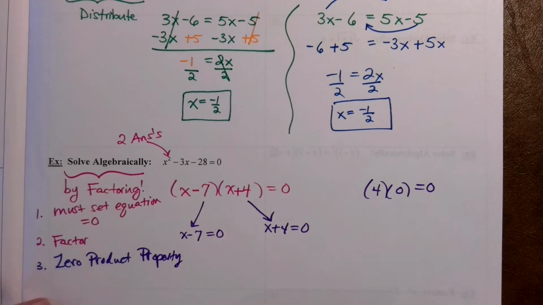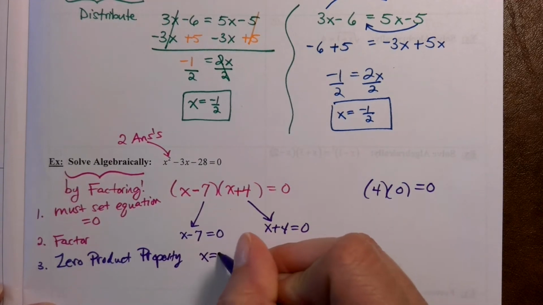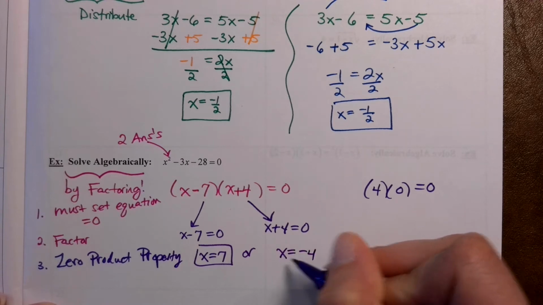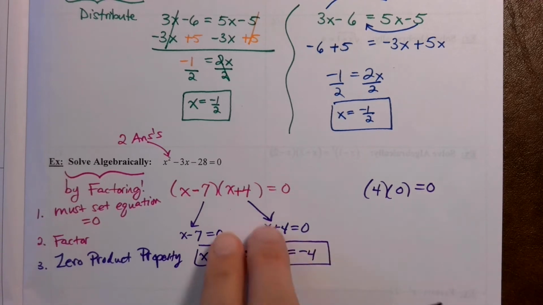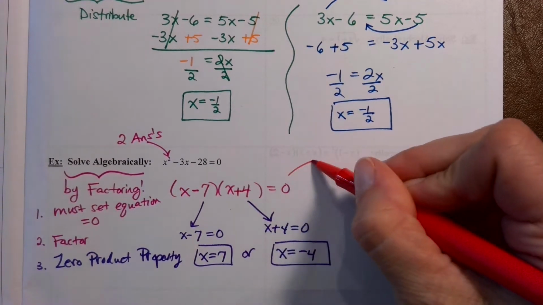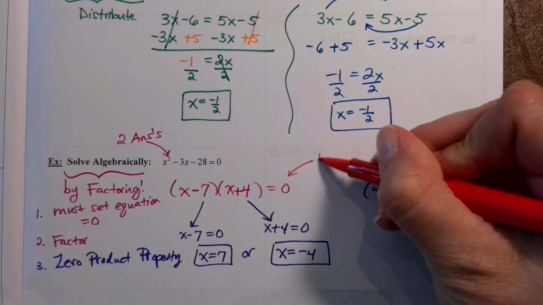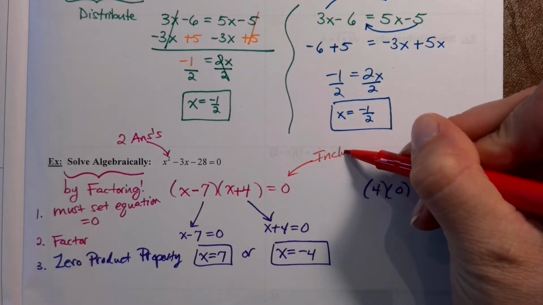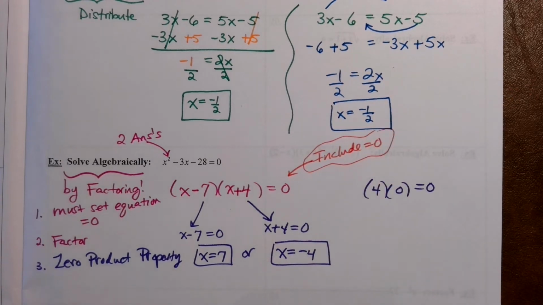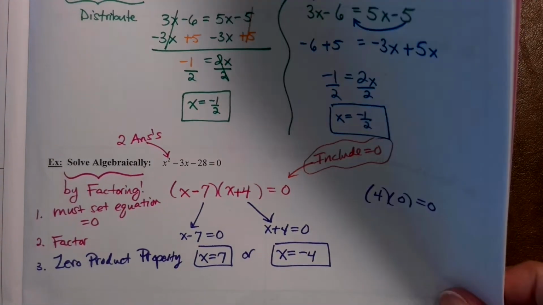Now you have to officially solve this. So here, x is going to equal 7, or x is going to equal negative 4, using the zero product property. Do not forget the 0. Should I write that in a red pen right here? Make sure you include the equals 0. All right, let's take a look at the next one.